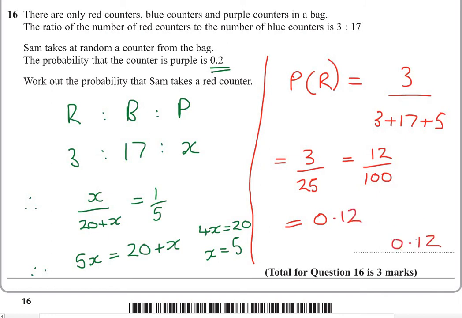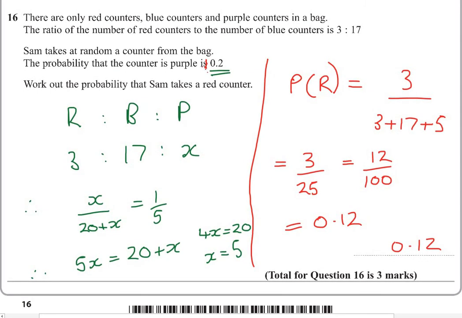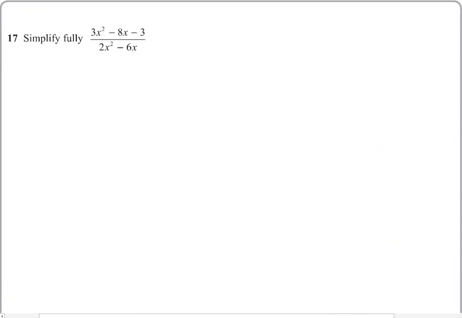So I like to keep probability in the same form it gave us it. So it gave us it as 0.2 here. So that means I wanted to keep it in a decimal again. Okay, great.